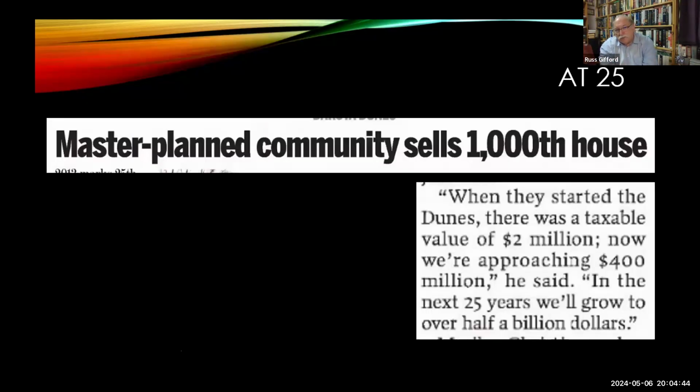And at 25 years, this master plan community would sell its 1,000th house. And one of the comments made by the people doing that: when they started the Dunes, there was a taxable value of $2 million in that area. We're now approaching 400 million. And the next 25 years, we believe that's going to grow to $500 million. Well, we'll see about that, but yeah.